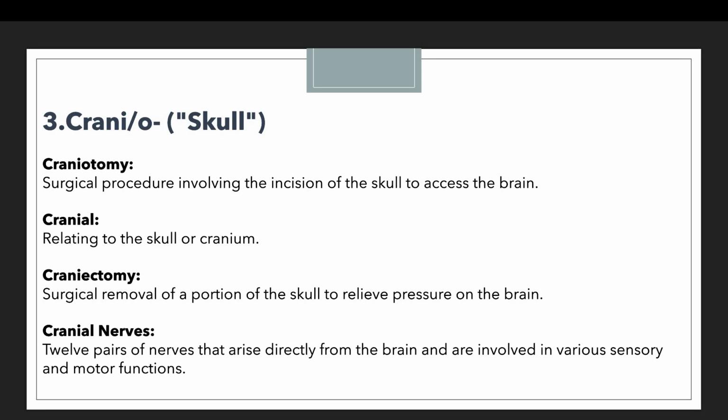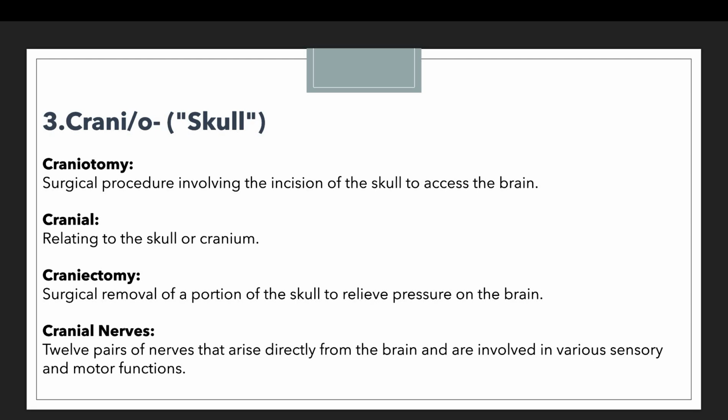Likewise, in the second example, we are talking about cranial. Now, what is cranial? It is related to the skull or cranium. So again, something is related to the skull. That's why we are using the prefix crani. Then we have craniectomy. Now, what is craniectomy? It's a surgical removal of a portion of the skull to relieve the pressure on the brain. As I previously told you, we use the suffix ectomy, which means something is removed. So we will denote this with the terminology craniectomy, which is initiated with the prefix crani.